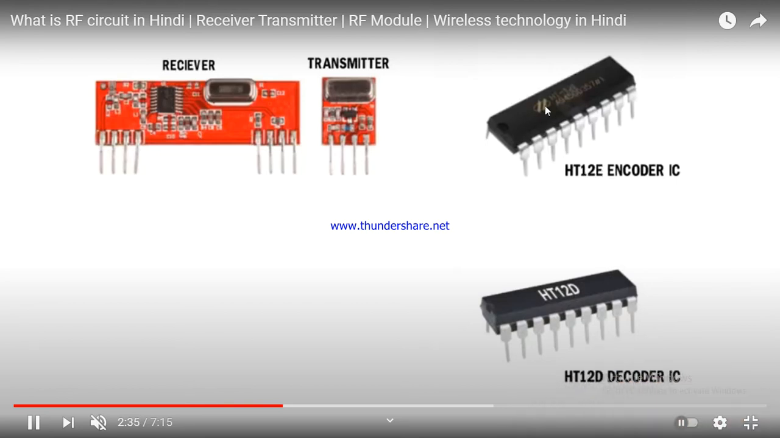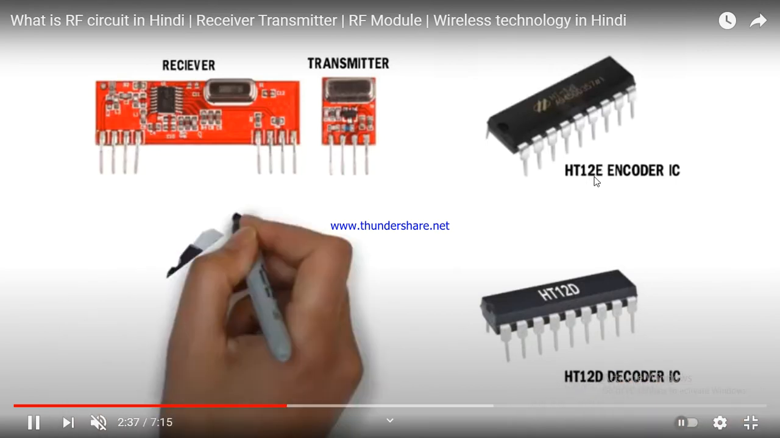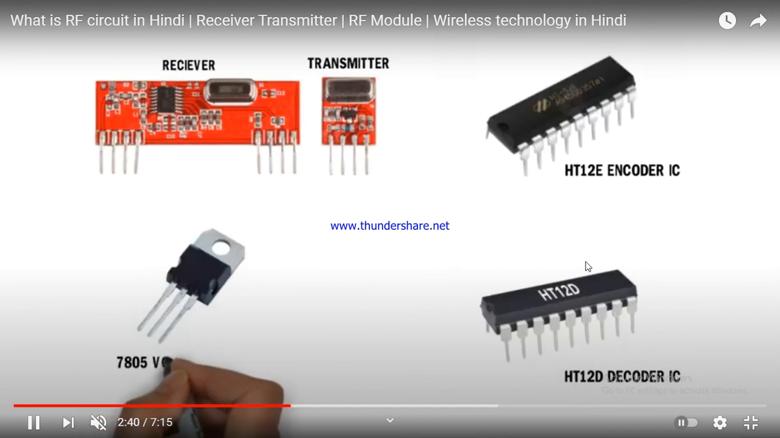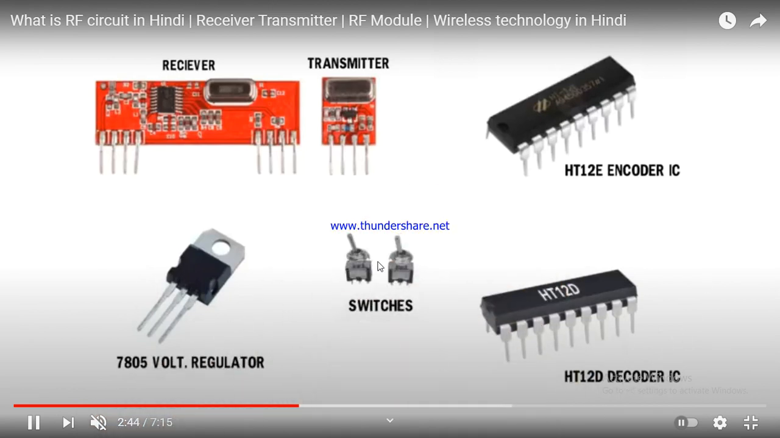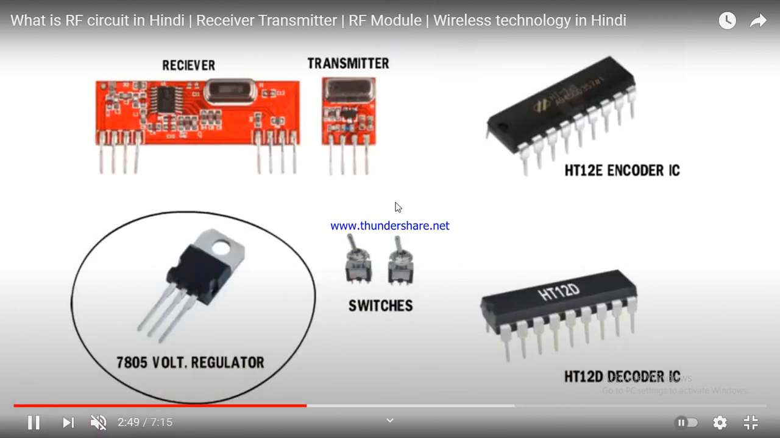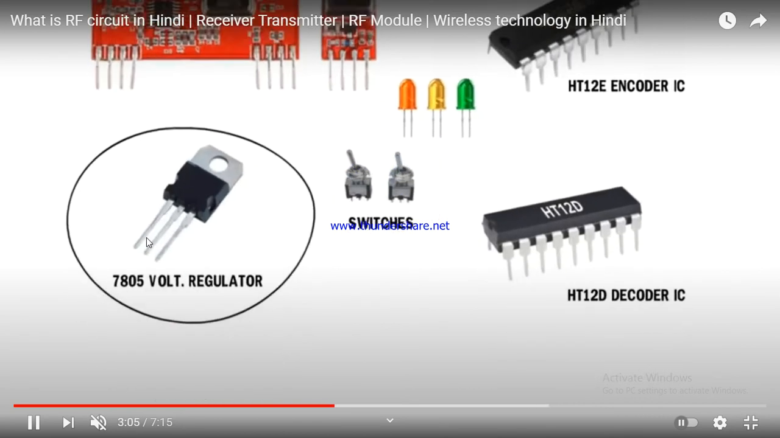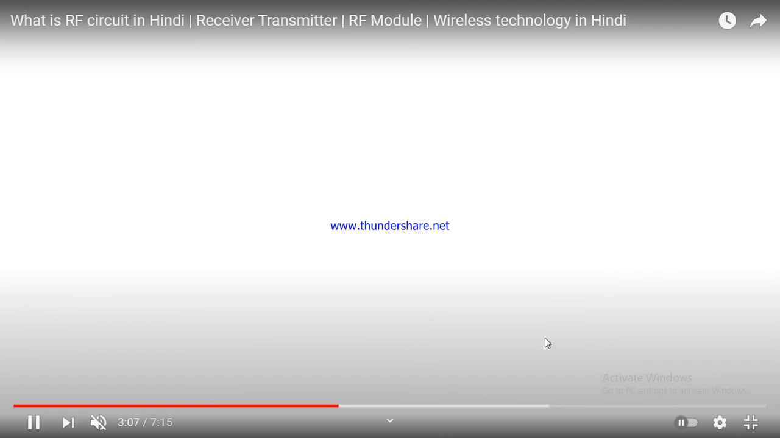We are using two ICs over here, HT12E and HT12D. HT12E is the encoder and this is the decoder. Some switches we are taking for our experiment, and this is a regulator which is not required because we are using an LED. If you are using a motor, then this regulator is useful. Now we are using this LED, so in our example it is not required.